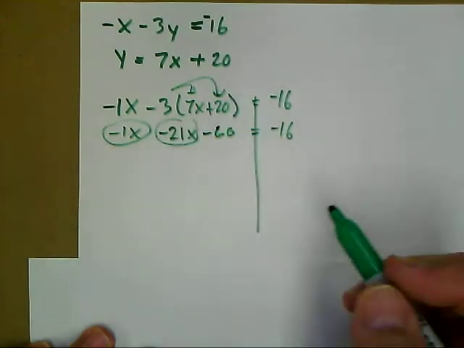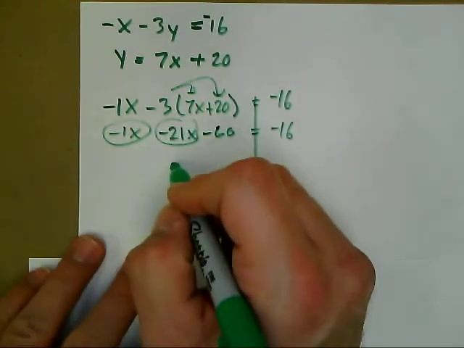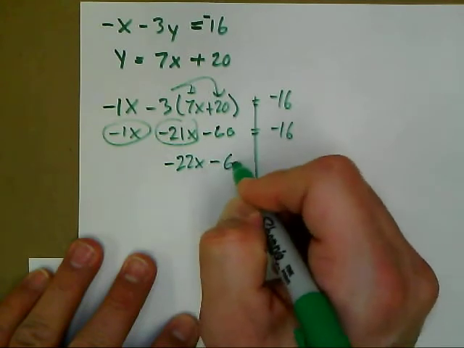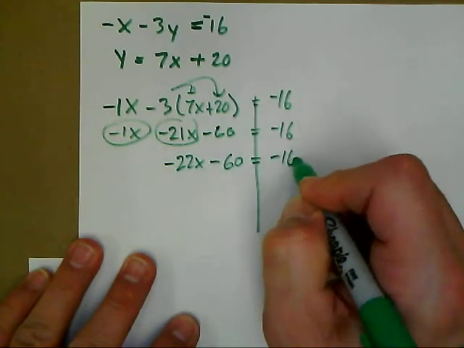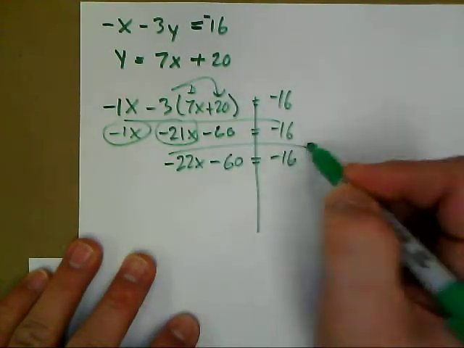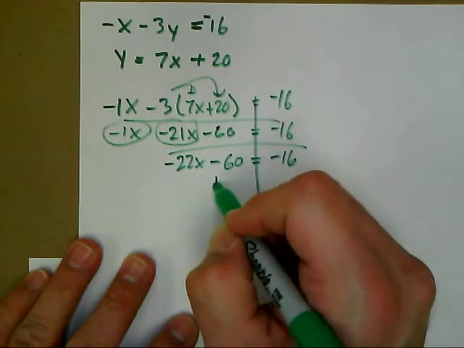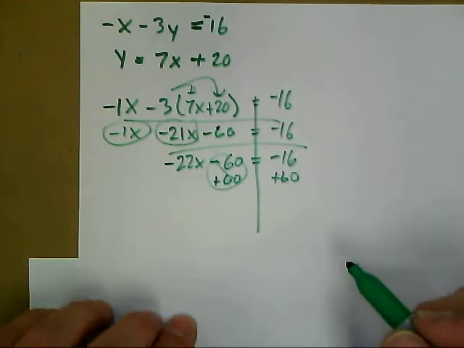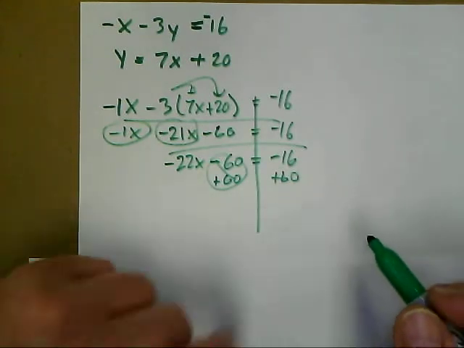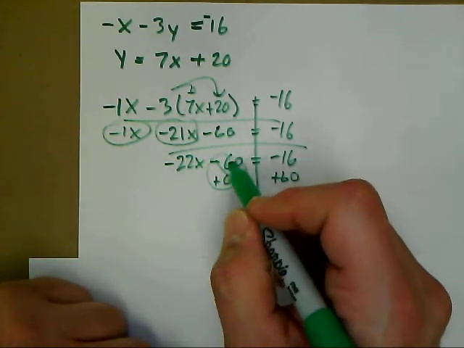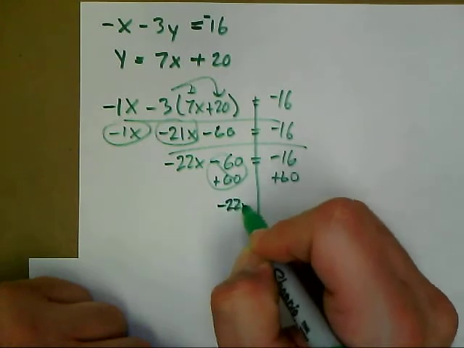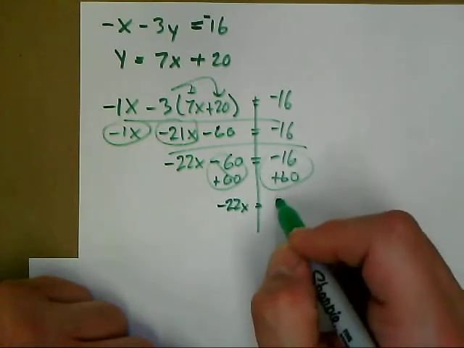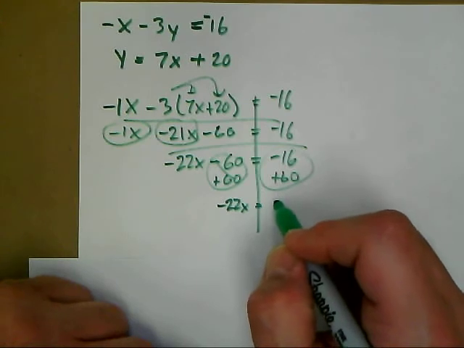We'll combine like terms. Negative 1 and negative 21 is negative 22x. We'll bring down that negative 60 and the negative 16. No extra variable, so we're just going to go to getting rid of what's added or subtracted to the variable, which happens to be that minus 60. So we're going to add 60 to both sides of the equation. These are opposite operations. They disappear, so we have negative 22x equals, and what do we have here? 44?